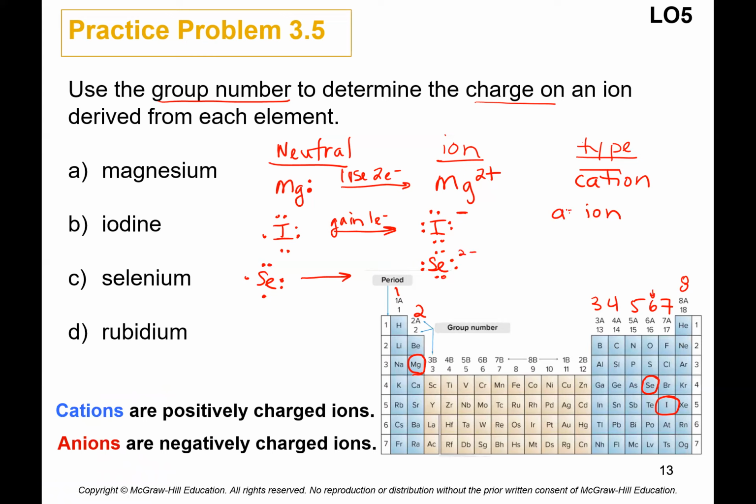And that makes it an anion. That also makes it an anion.